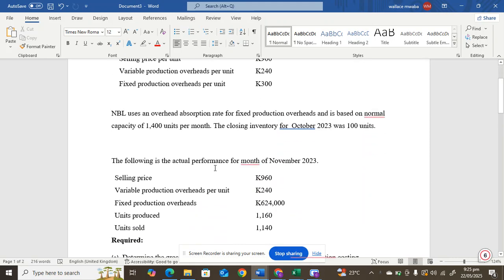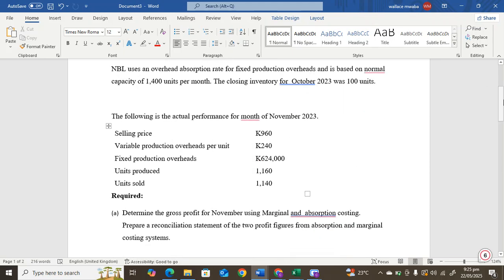The following is the actual performance for the month of November 2023. Selling price 960, variable production overheads per unit 240, fixed production overheads 624,000, units produced 1,160, units sold 1,140. So we have to determine the gross profit using marginal and absorption.